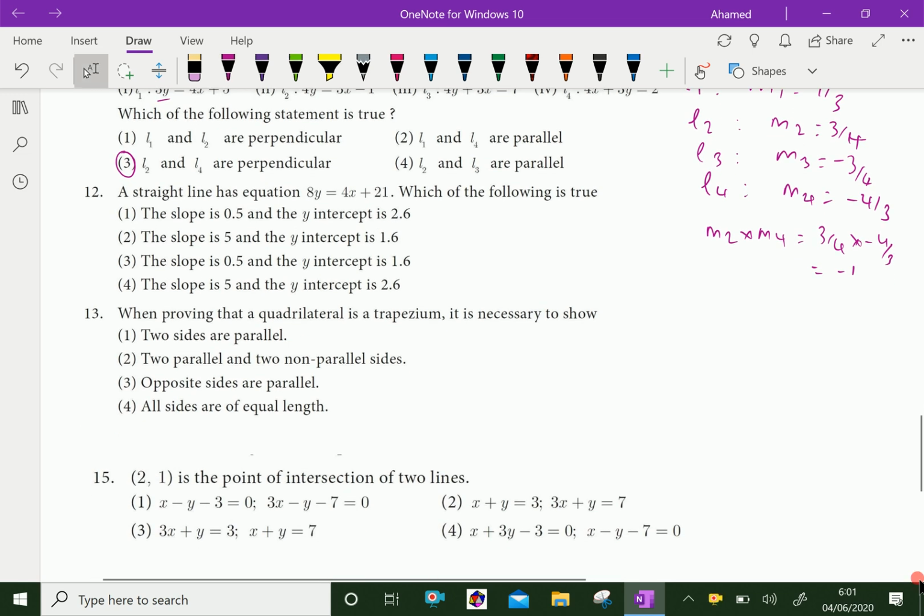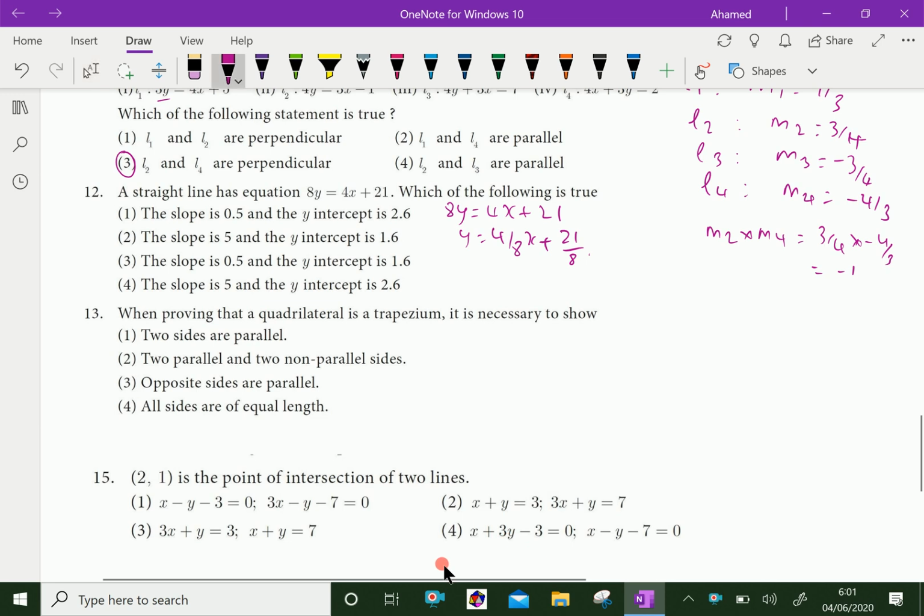Now question number 12. A straight line has equation 8y equal 4x plus 21. Which of the following is true? The slope is 0.5 and y-intercept is 2.6. Slope is 4 over 8, that is 0.5. Suppose you write 8y equal 4x plus 21, then y equal 4 over 8 x plus 21 by 8. Here 4 over 8 is 0.5, so the slope is correct, but the y-intercept 21 by 8 is 2.6.